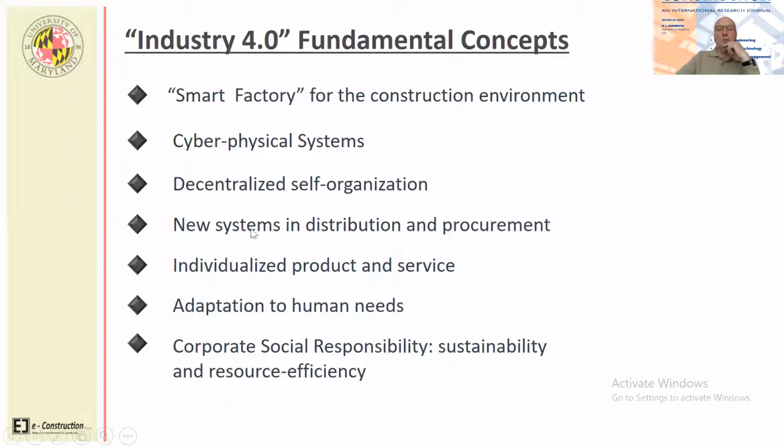So we have new systems for distribution and procurement of construction materials and services, which also helps revolutionize construction supply chains. We have individualized products and services, so-called mass customization, that is possible as a result of Industry 4.0, and a better adaptation of products and services to human needs. And then from the political standpoint, we also have issues related to corporate social responsibility that allow companies to achieve greater environmental sustainability of construction projects, as well as better resource efficiency, which helps the bottom line of the projects.